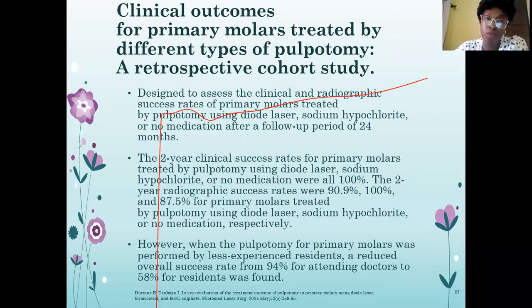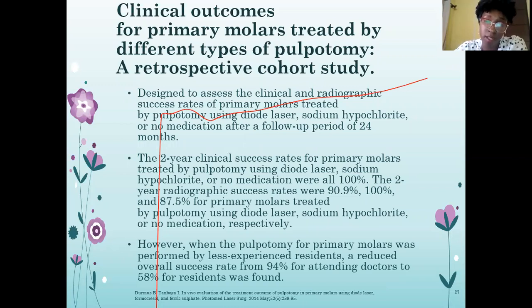However, the 2-year clinical success rates for primary molars treated by using diode laser, sodium hypochlorite, or no medication were actually 100%. After 2 years, the teeth were asymptomatic. There was no pain, no sensitivity, no signs of infection. Then the radiographic rates for diode, 9.9%. For hypochlorite were 100%.